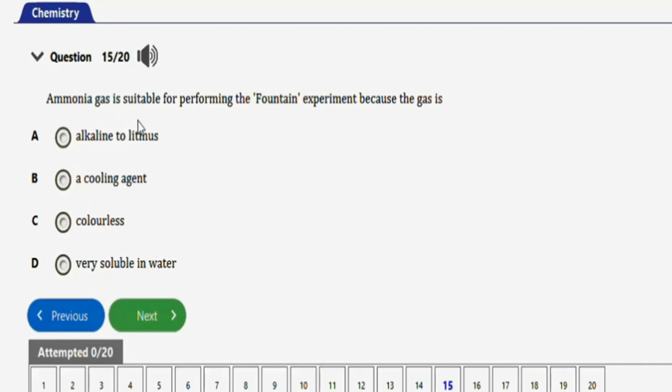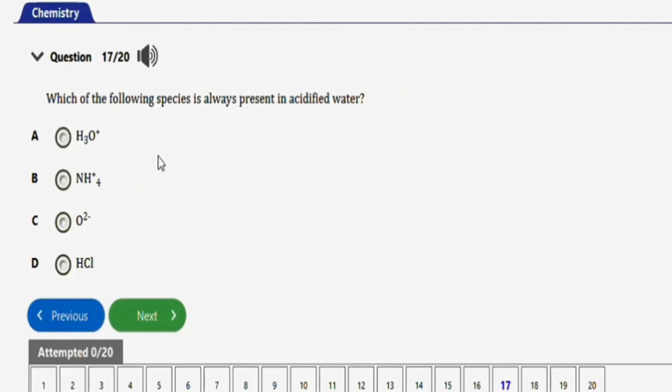Next question: ammonia gas is suitable for performing the fountain experiment because the gas is very soluble in water. So take note of this particular question, very important. Next question: which of the following species is always present in acidified water? So the right option is option A, hydronium ion. The next question will be this one.